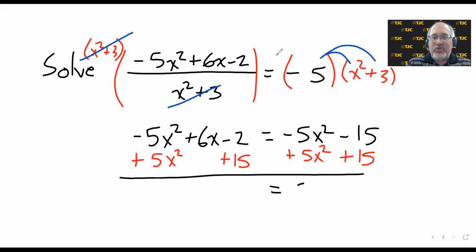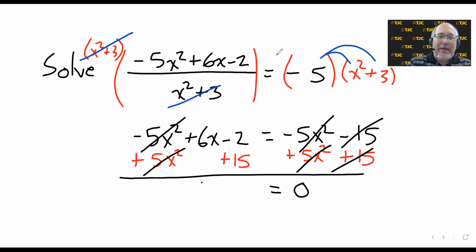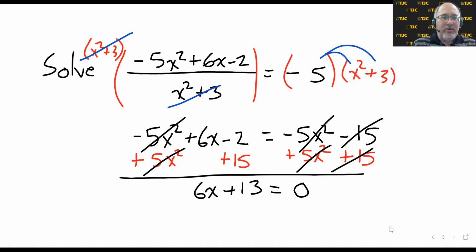Everything on the right side cancels to get 0. On the left side, the x squareds also cancel. That doesn't always happen, but I'm happy when it does. We're left with the 6x, and then negative 2 plus 15 is positive 13. Let me make sure I copy this down correctly, because that's a pretty nasty looking solution.